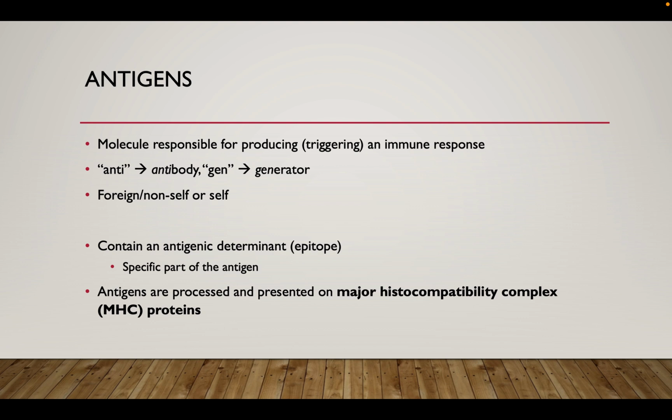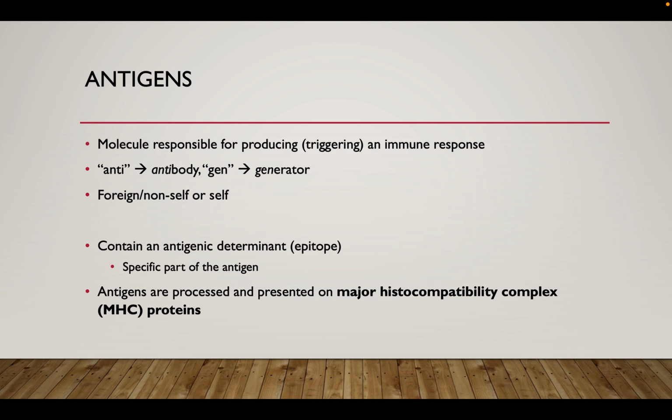So an antigen is going to be some type of molecule or some type of surface marker that our immune system will recognize as either being foreign or non-self, and then self. So foreign and non-self mean the same thing. They just mean something that is not native to our body. And then a self-antigen is a marker on our cell which is native to us. So the word antigen, when you break it down, means anti, the anti part meaning antibody, and then gen meaning generator. So these are molecules that generate the formation of antibodies.